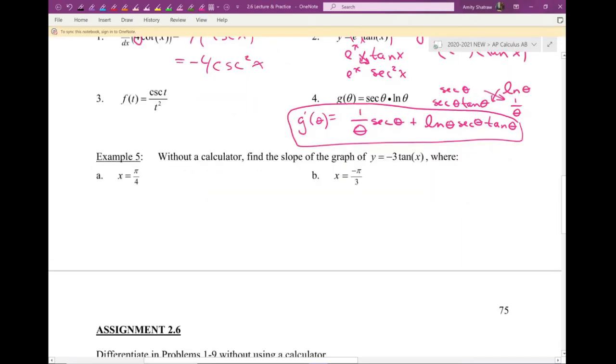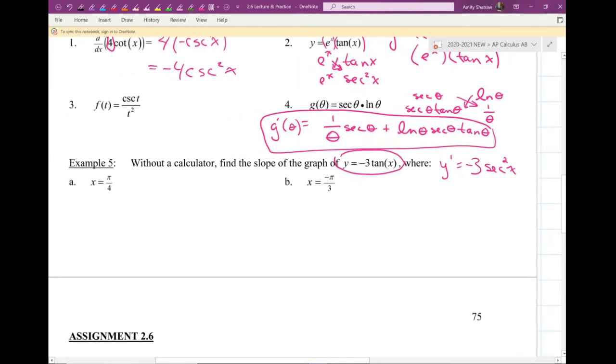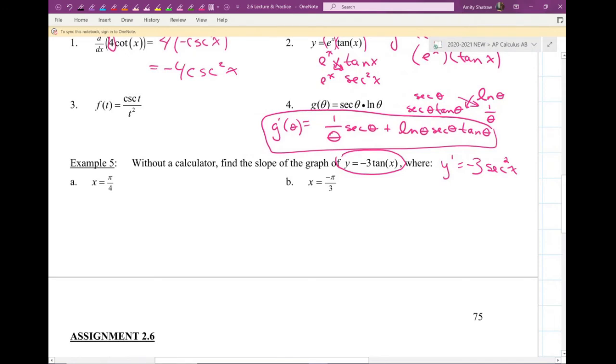For these last ones, it does say without a calculator to find that slope. I'm going to go ahead and find the derivative of this right now. Y prime is going to be -3, and the derivative of tangent is secant squared. So if I'm trying to figure out what's happening at x equals pi over 4, what I'll end up with is I'll say, okay, this derivative, when I throw in a pi over 4, will look like this. Ready? -3 times secant, and forgive me if I change my notation a little bit, just on a personal level.